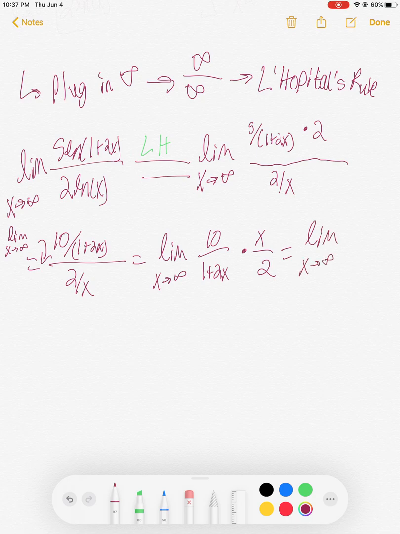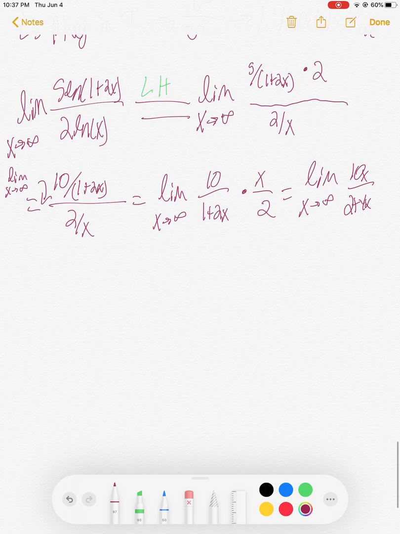And I don't like fractions on fractions. Does anybody like fractions on fractions? I don't. So I am going to multiply by the reciprocal instead. So instead of dividing by 2 over x, I'm going to multiply by x over 2. Limit as x goes to infinity of 10x over, that becomes 2 plus 4x.